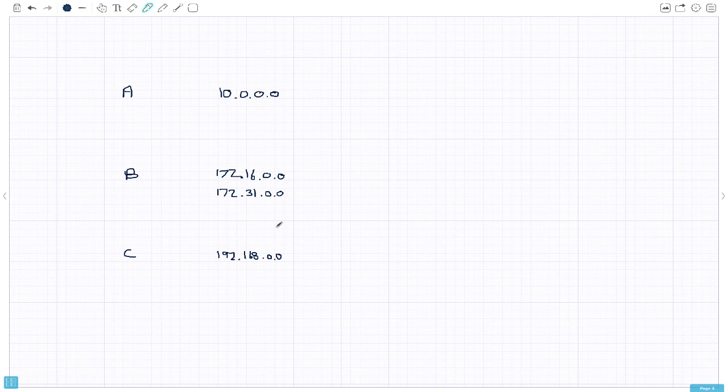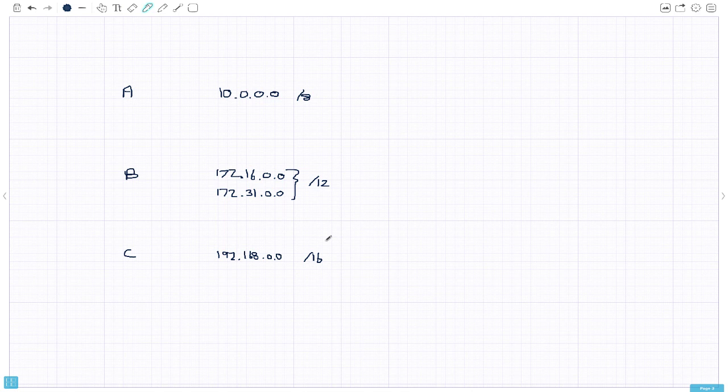So remember, the default Class A is 8, the default Class B is 16, the default Class C is 24 bits of network mask. Well, what they did, they said anything where the first 8 bits match 10, anywhere where the first 12 bits match within this range, anything within 172.16 through 172.31, and then anything where the first 16 bits match 192.168 are Class A, B, or C networks that anyone can use for whatever purpose they want to.